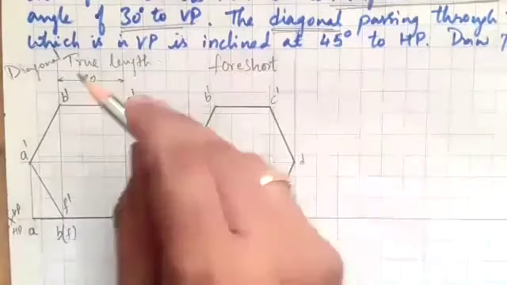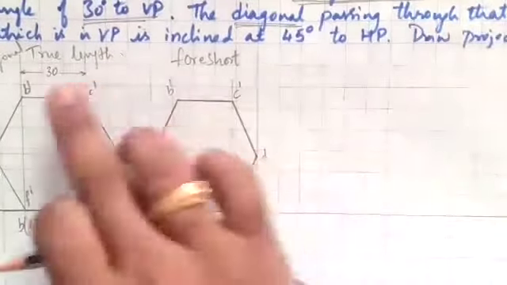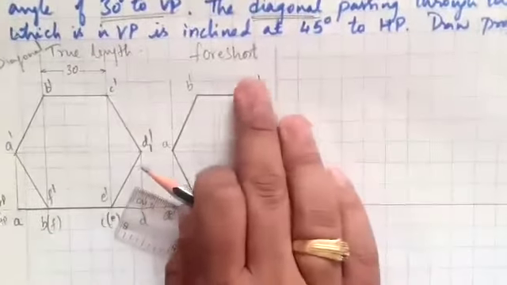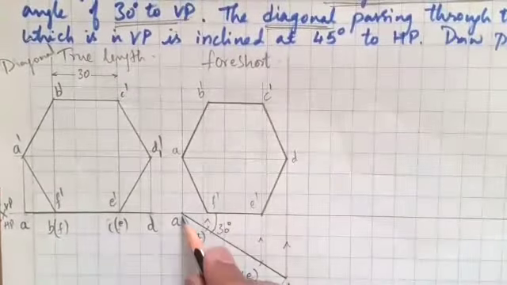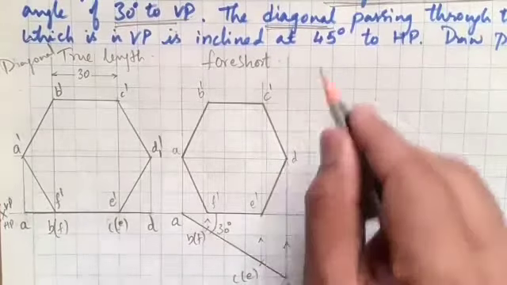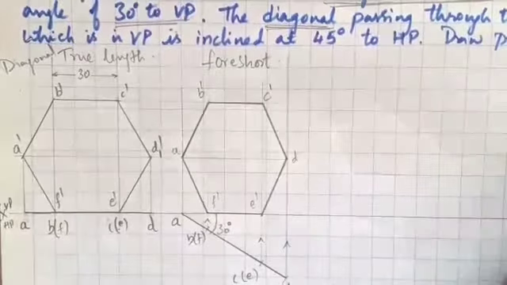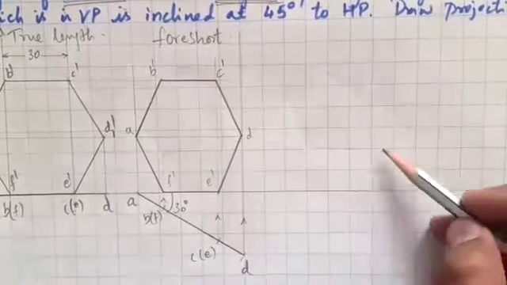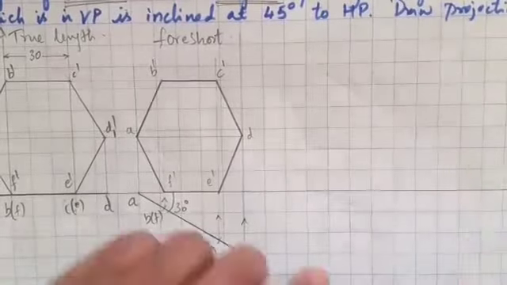The diagonal passing through the corner on which it is in VP, that is, the corner A is in VP. The diagonal passing through this corner is AD, inclined at 45 degrees to HP. So this diagonal is foreshortened here and it is also inclined here. Then there exists an alpha angle condition.